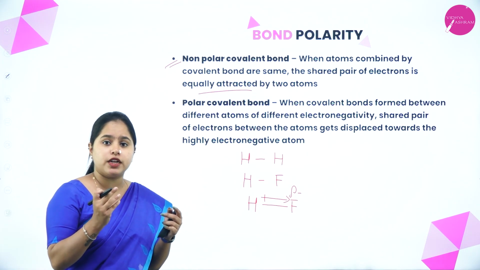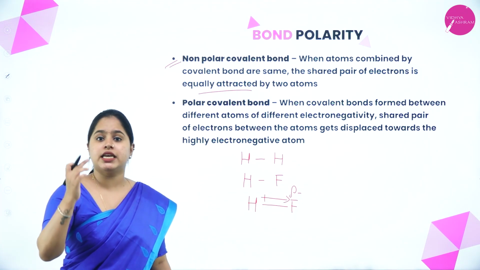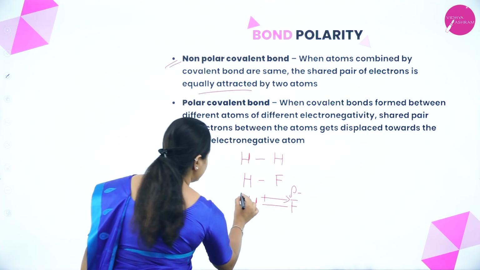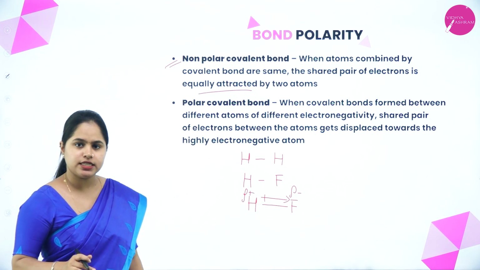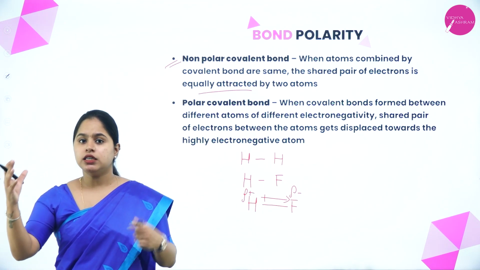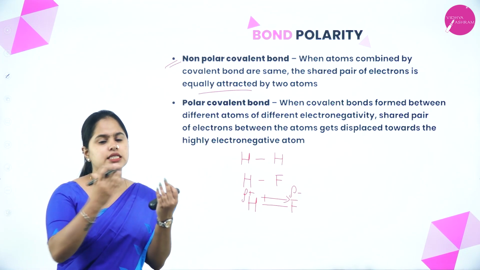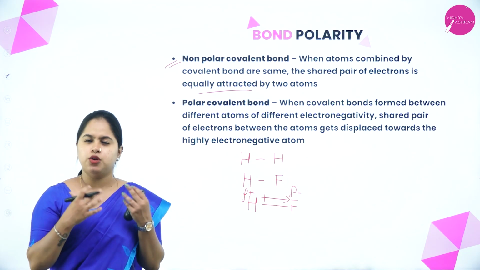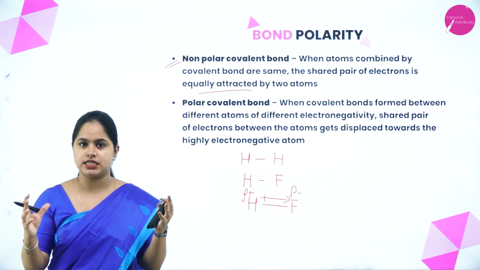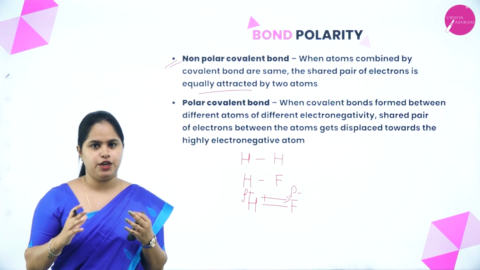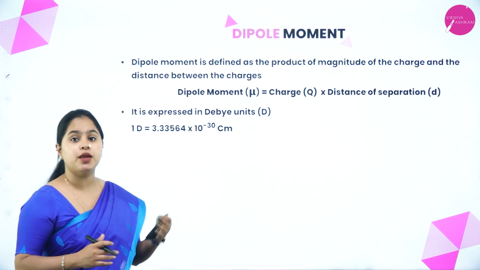So this shared pair of electrons is having an attraction towards fluorine, which means fluorine will attain a partial negative charge and hydrogen will attain a partial positive charge. Yes, so now as you can see here, a partial positive and negative charge, that is, two charges are separated by a distance. Now what is that? When two charges are separated by a distance, a new term is introduced which you have already studied in physics. Yes, it is called a dipole, right?